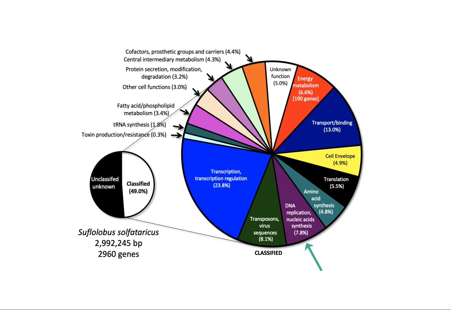About 8% for DNA replication, and then for transcription, about 24%, which is very, very large. So it's probably a lot of transcription regulation, possibly due to the high temperatures. And then about 10% to amino acid synthesis and translation, and about 5% to the cell envelope.